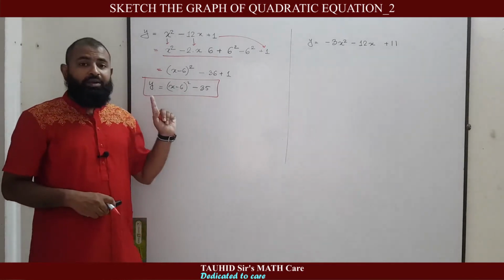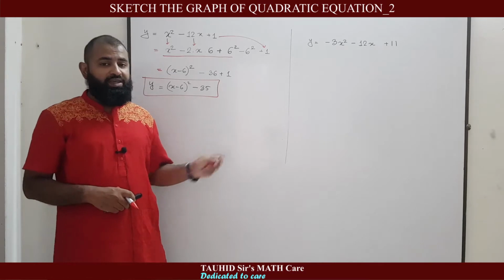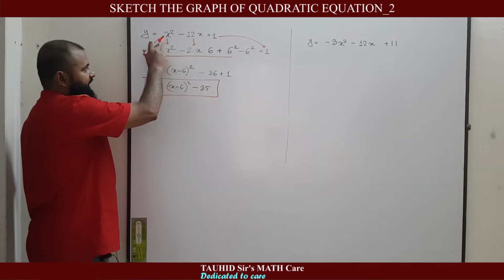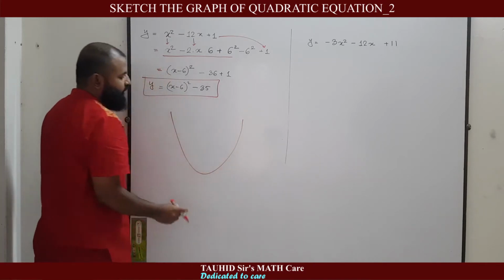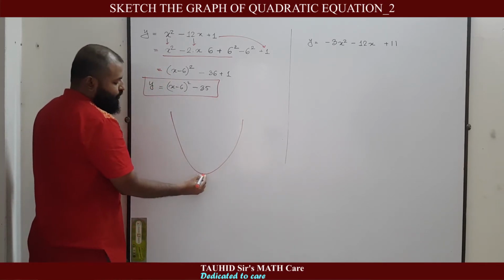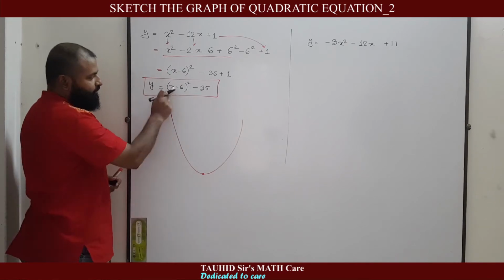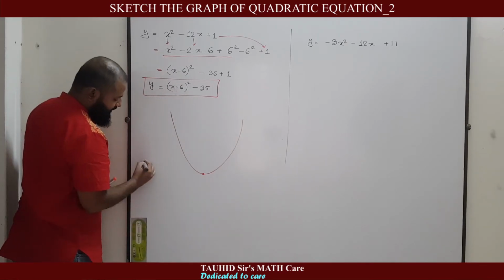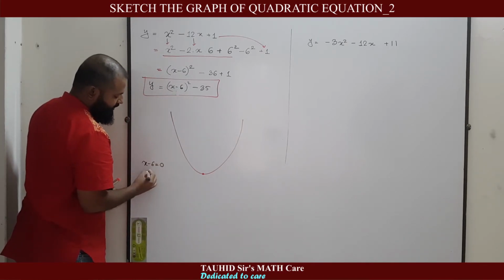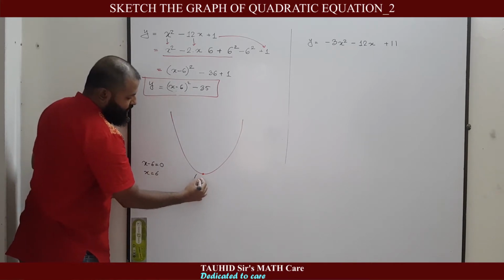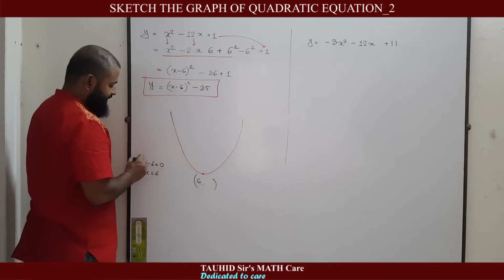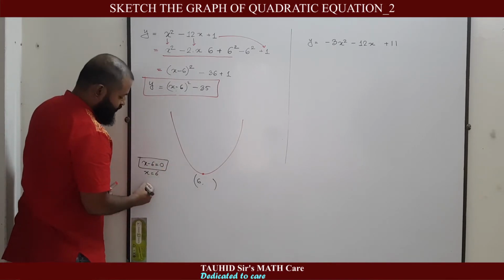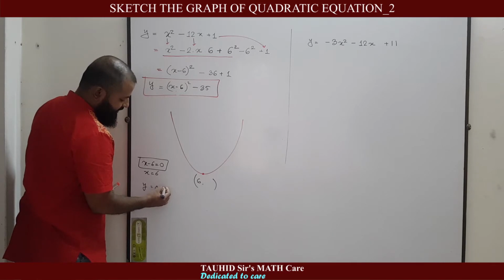Now what will be the shape of the graph of this equation? It will be a happy face as the coefficient of x square is positive. So its graph will look like this and it will have a minimum point. At the minimum point this thing will be 0, that means x minus 6 equal to 0, x equal to 6. So x coordinate will be 6 and at the minimum point this value is 0. So y will be 0 minus 35, that means minus 35.